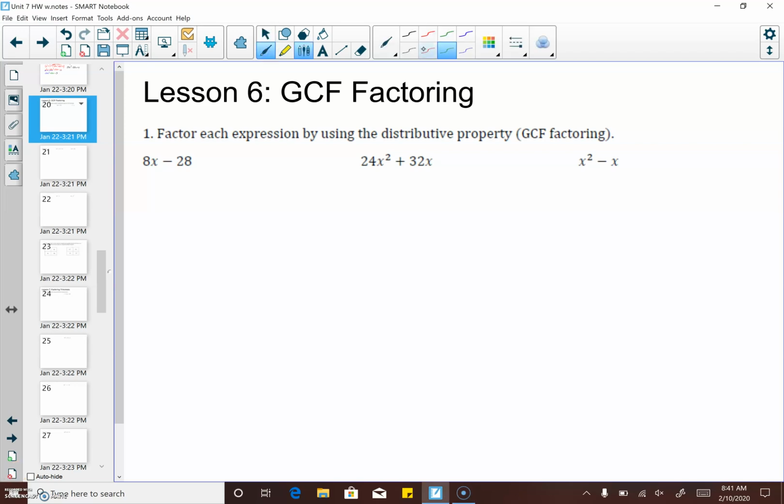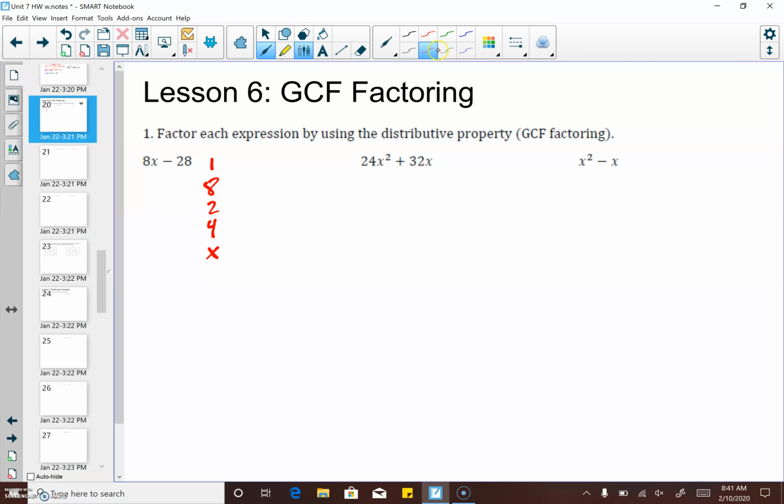So for lesson 6, we're going to go through our first factoring piece, which is going to be GCF. So the first thing we want to do is try to break down 8 into everything that multiplies to be 8. If we look at it, we have 1 times 8, we have 2 times 4. So all of those things multiply to give us 8, and then we have an x.